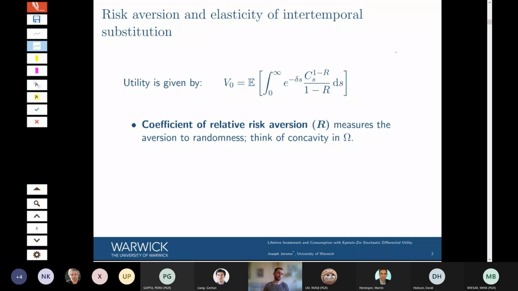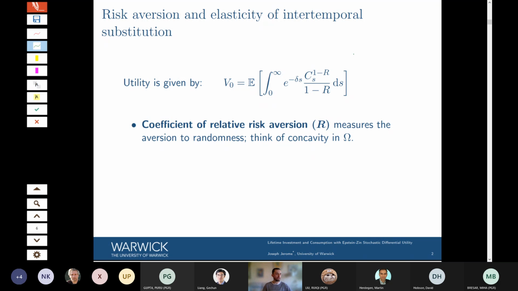One way of measuring this risk aversion is using relative risk aversion. We're going to introduce this coefficient of relative risk aversion, r, which is conveniently the same r as in this utility function, and that's a measure of how concave the function is, so how averse to risks our agent is.